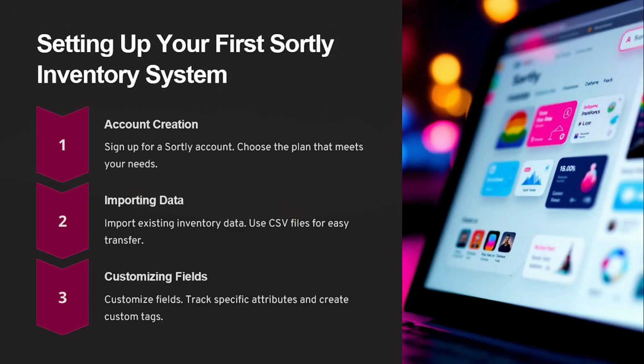Okay, and you can go ahead and set up your first Sortly inventory system. Just go ahead and sign up for a Sortly account, choose the plan that actually meets your needs, and then what you want to do is import data. So you import your existing inventory data. You can use CSV files for this for easy transfer. And then you just go ahead and customize fields. Okay, you can track specific attributes and create custom tags for this.